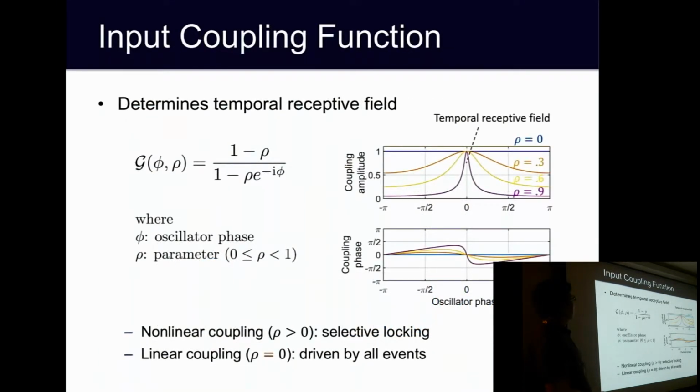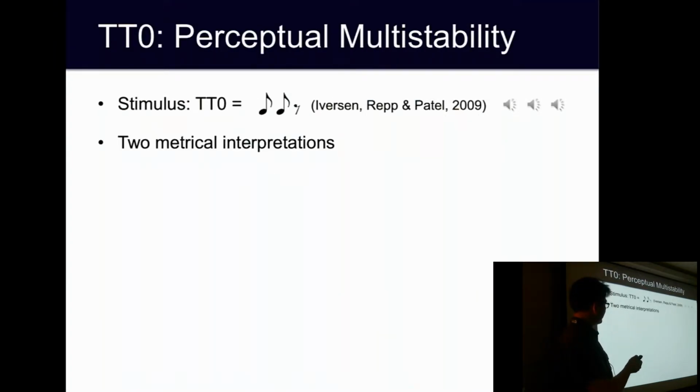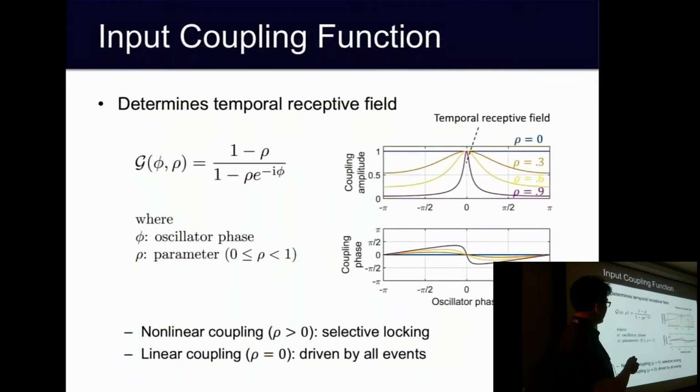And we are looking at the effect of having different input coupling functions in the oscillator model. For this talk, we are using a particular kind of coupling function, which is G, shown here. Basically, it's a function of oscillator phase phi. Shown on the right is the coupling phase as a function of oscillator phase. Oh, sorry about that. Hit the wrong button.